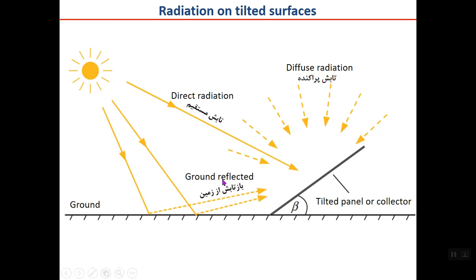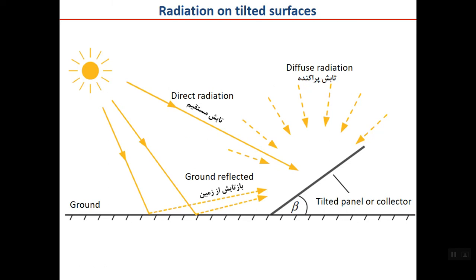What's the meaning? Ground reflected is the part of the solar radiation which, after hitting the ground, reflects again to the surface you have, which depends on the type of surface and the surface color. Yes, for example, there's a difference between grass or a surface covered by snow or any other desired surface. Okay, so for the tilted surface, just remember that it includes the share of these three radiations: diffuse, direct, and ground reflected.